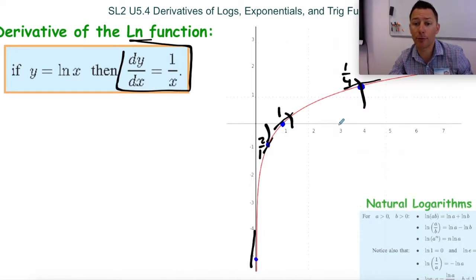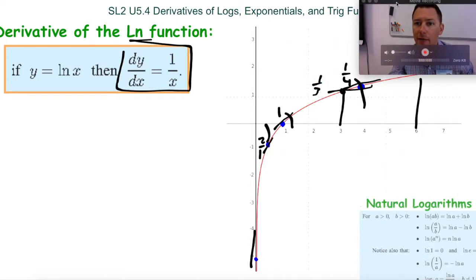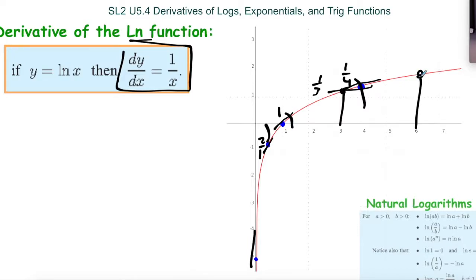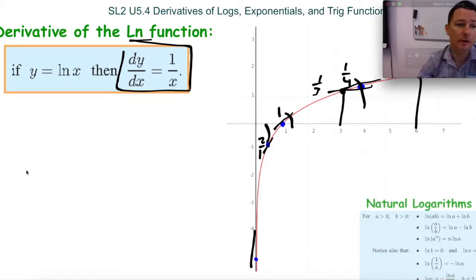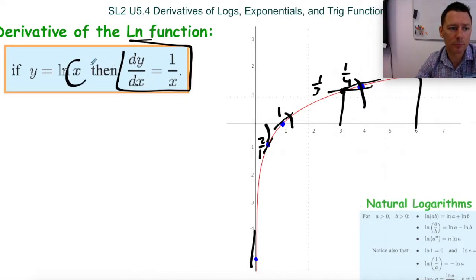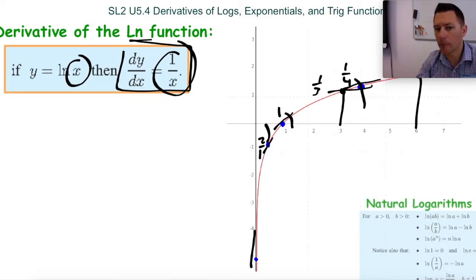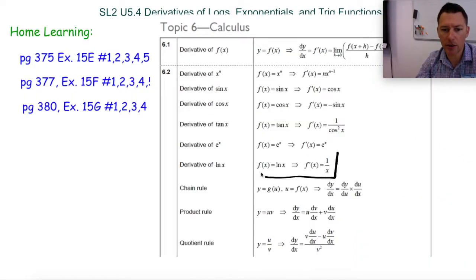So at 3, your slope there would be 1/3, and at 6, your slope would be 1/6. So natural log has an interesting derivative in that the slope is always 1 over whatever this x value is. All right, so we'll use that again. Also, it's right here in your notes.